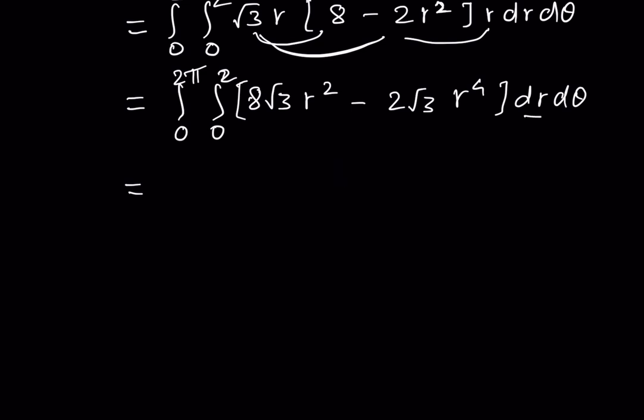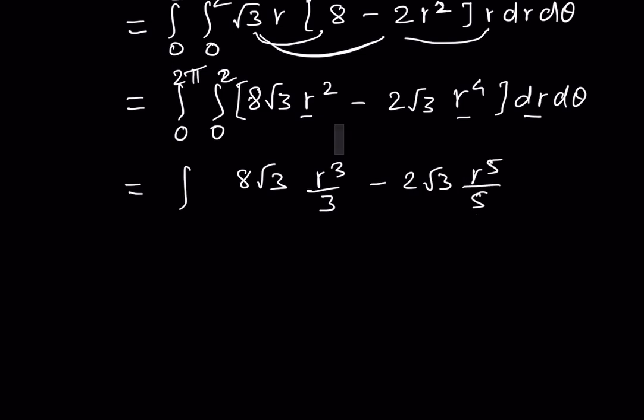Integrating with respect to r now. Apply the x raised to n formula for r² and r⁴. We get 8 root 3 r³/3 minus 2 root 3 r⁵/5. Just the x raised to n formula is applied here. Limits of r are 0 to 2, dθ, and limits of theta 0 to 2π.